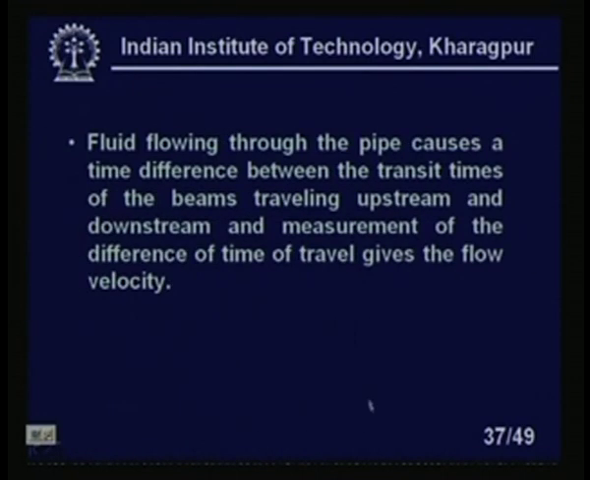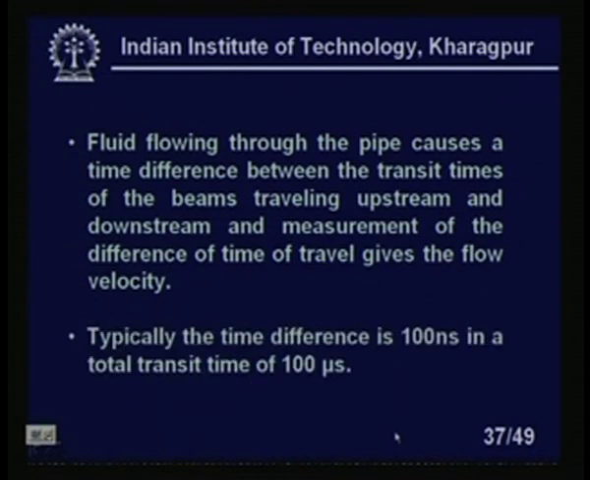You see here, the fluid flowing through the pipe causes a time difference between the transit times of the beams traveling upstream and downstream, and the measurement of the difference of time travel gives the flow velocity. Typically, the time difference is 100 nanoseconds in a total transit time of 100 microseconds. This is again the problem: how do you measure such a small value of time? You have to measure it very accurately. So, the accuracy of the measurement of fluid velocity boils down to the measurement of a time difference of 100 nanoseconds.